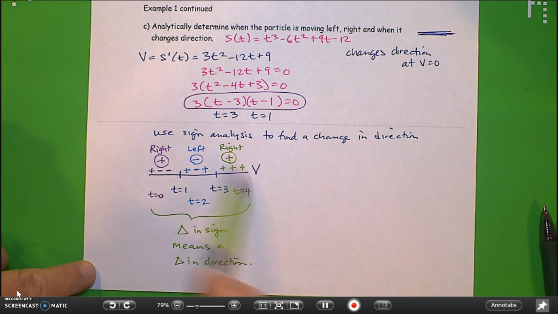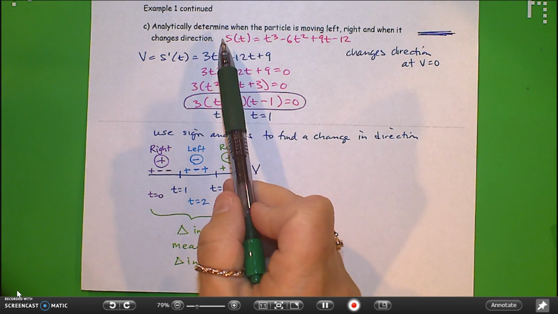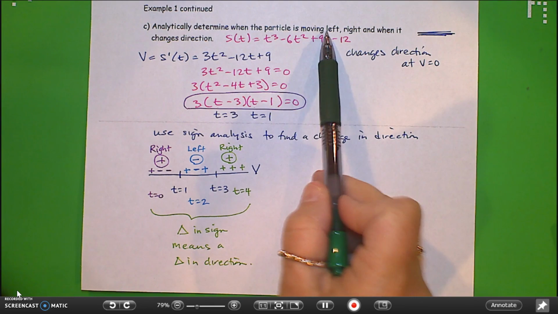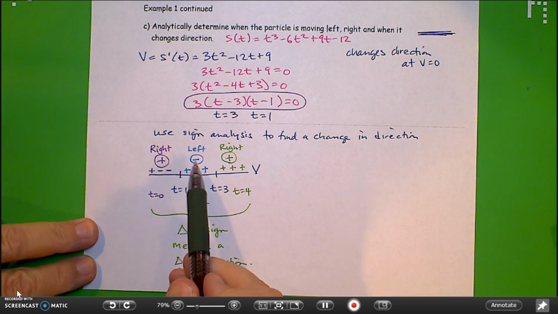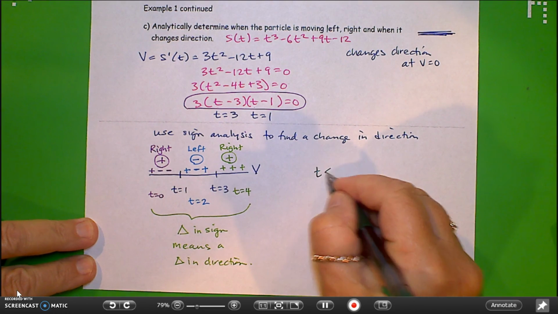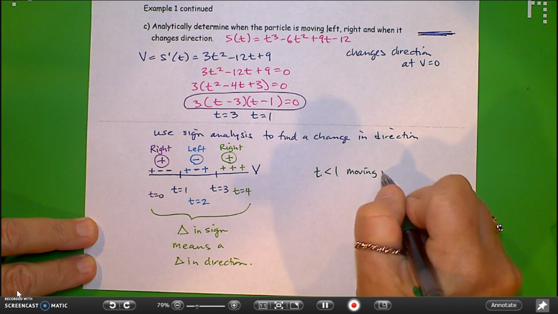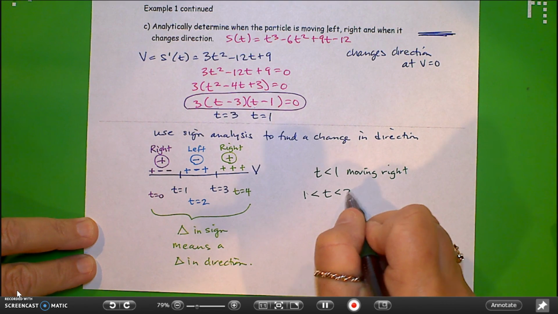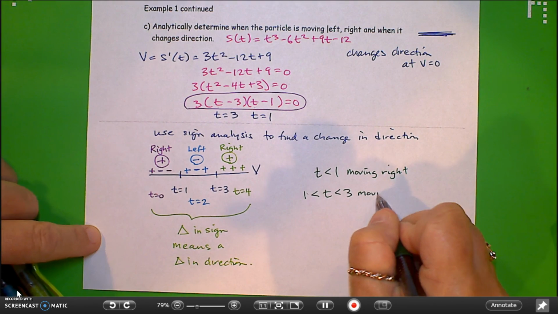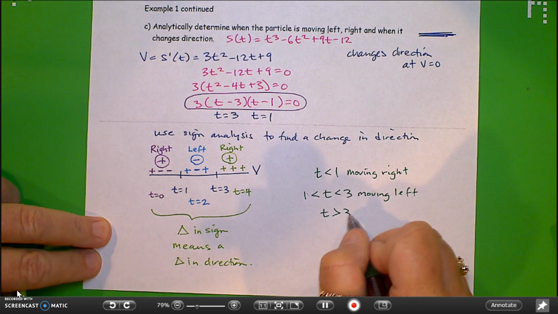Now, creating this is not enough to answer the question. You actually have to provide a summary of your answer. So let's revisit the question. Determine when the particle is moving left, right, and when it changes direction. So I'm just going to do one interval at a time. I'm going to start with t less than 1. It's moving right. In between 1 and 3, it's moving left. Bigger than 3, t greater than 3, it's moving right again.